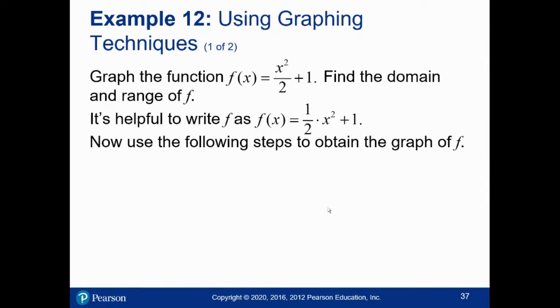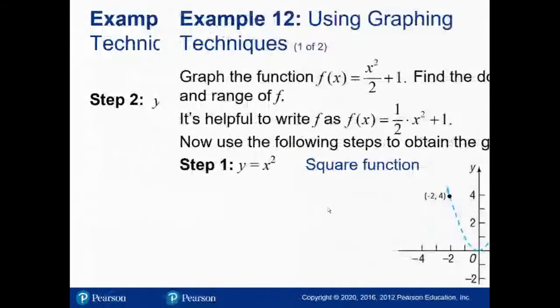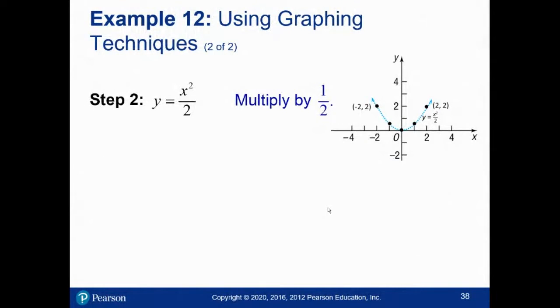So take the following steps. The first thing we're going to do is start with the squaring function. Next, we're multiplying by 1/2. So the original function, I'll draw on here, looked like this. For example, it contained the point 2, 4 and -2, 4. But now everything is squished by a factor of 1/2. So the points that were up at height 4 are now at height 2. The points that were at height 1 are now at height 1/2, and so forth.